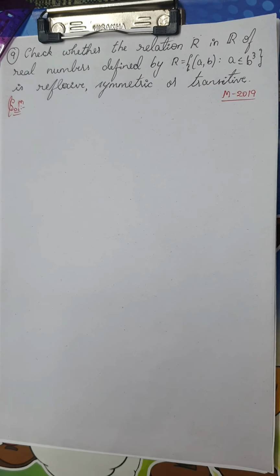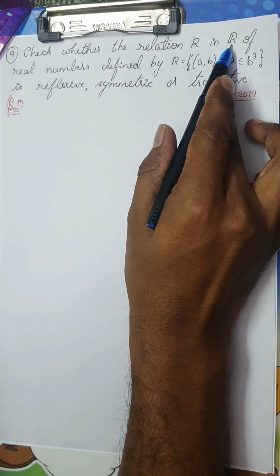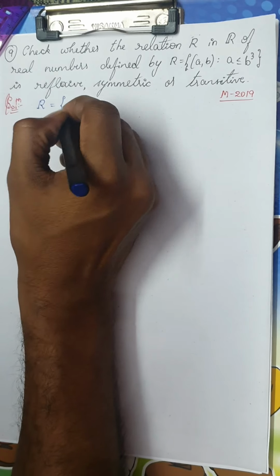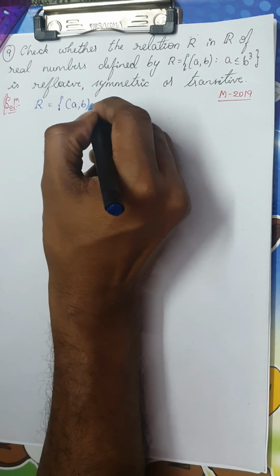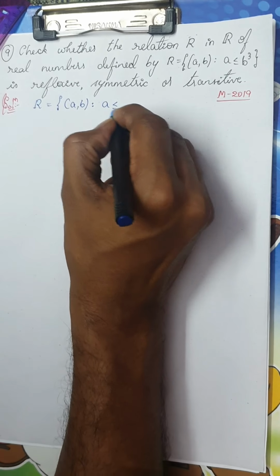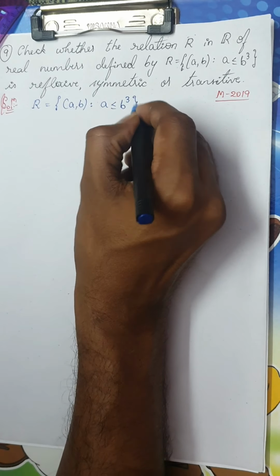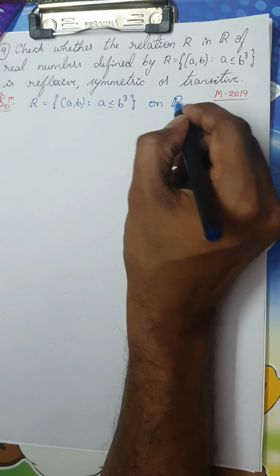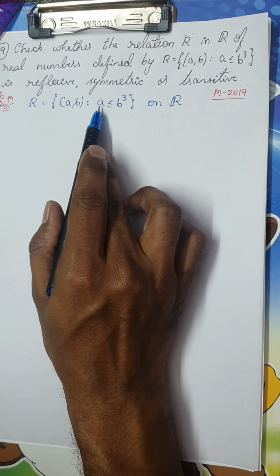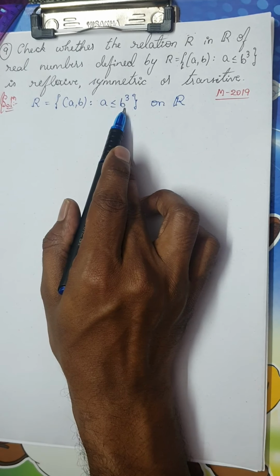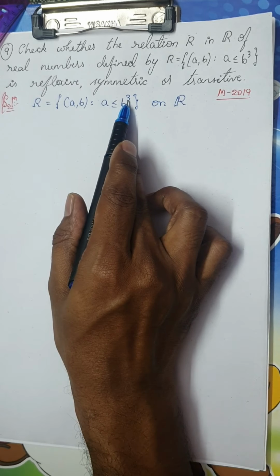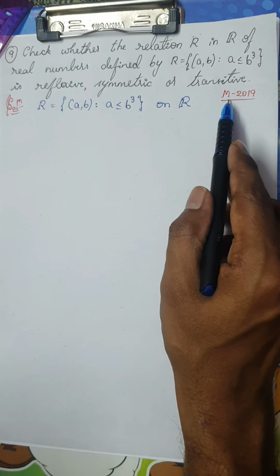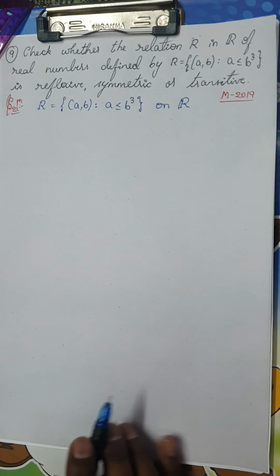So the next question we have is: check whether the relation R in the set of real numbers, defined by R equals the set of ordered pairs (a, b) such that a is less than or equal to b cube, is reflexive, symmetric and transitive. Dear students, we have already solved a similar question, not the same: a is less than or equal to b. This is a is less than or equal to b cube, on the set of real numbers. This was asked in March 2019. Okay, let us start the procedure here.